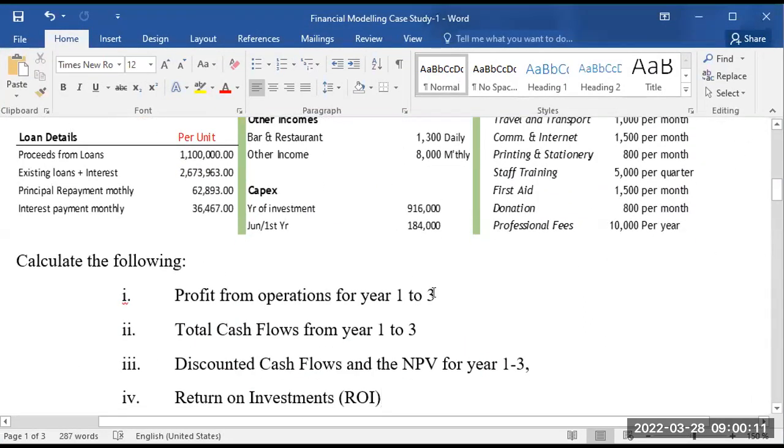Okay, profit from operations from your 1 to 3, we've done that already. I've shown you that in Excel, how the profit from operations is calculated, and you can imagine the number of spreadsheets we had. And the total cash flow from your 1 to 3 is also in a spreadsheet, which I've just shown you how we did that. Not into details anyway. And the discounted cash flow and NPV. So we're beginning with this one.